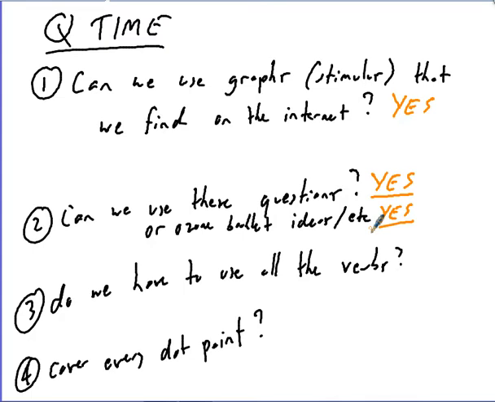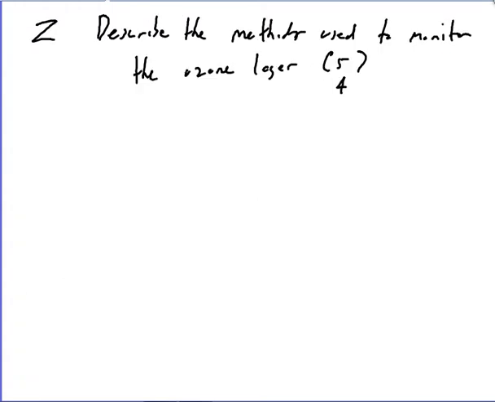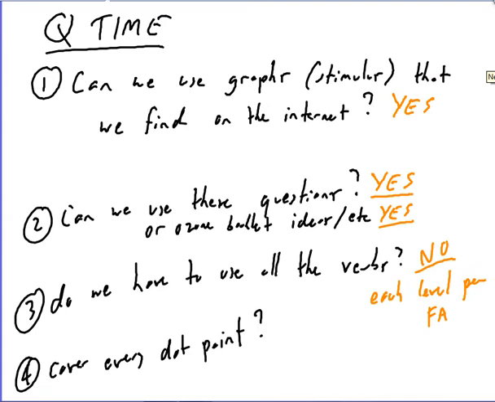Do we have to use all the verbs? The answer to that is no. You just need to make sure that you use each level per focus area. And if I just double check the instructions, I'm pretty sure that you can't use the same verb more than twice in the same focus area. Just doing a double check. I'm getting confirmation of yes from the audience. Yes, so in each focus area, the same verb, not more than twice.